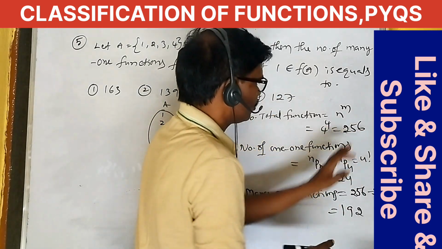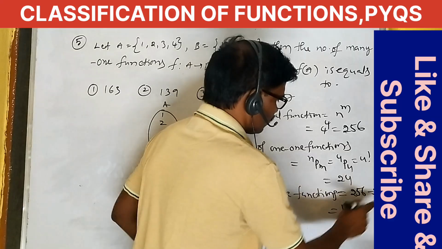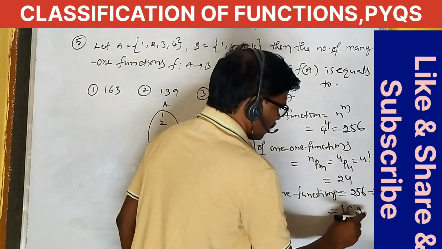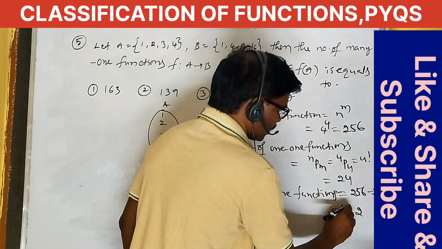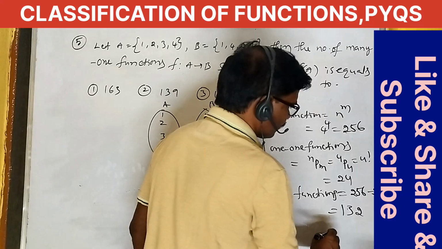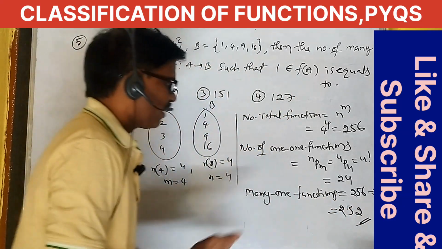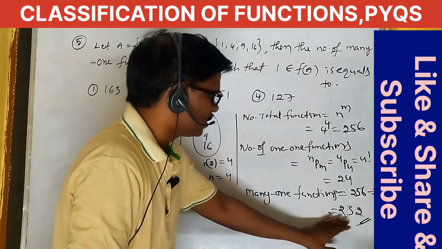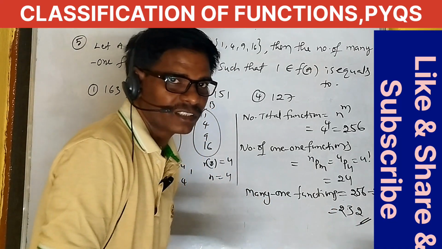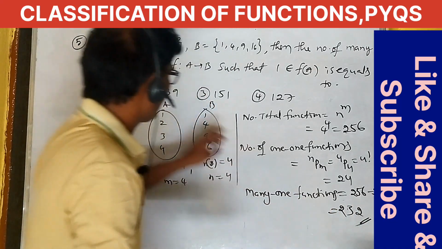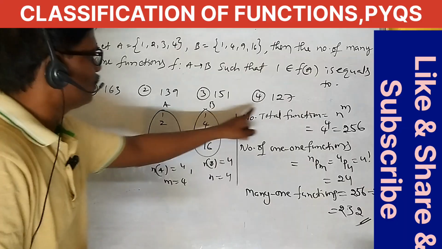256 minus 24 is equal to 232. Okay, many-one functions. The number of many-one functions is equal to 232. So 232 is the answer here, but that is not the answer to this question.